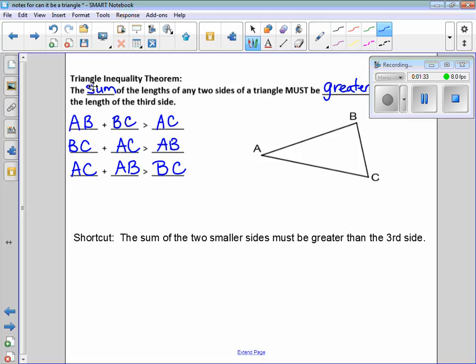So we have a shortcut. We can look at the sum of the two smaller sides, and they have to be greater than the third side. So instead of having to look at all three inequalities, if we just look at the two smaller sides of the triangle, add them together, and they're greater than the third side, we have a triangle.